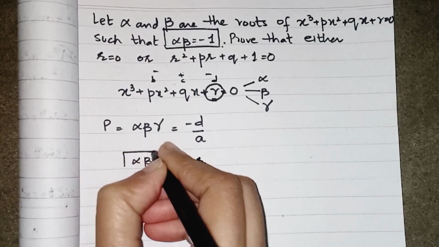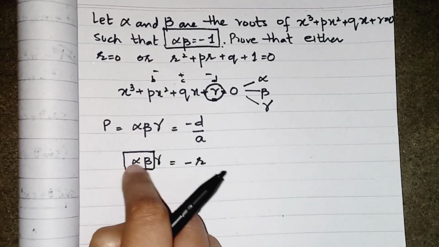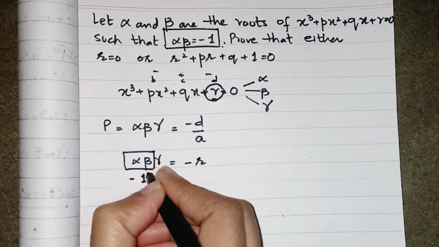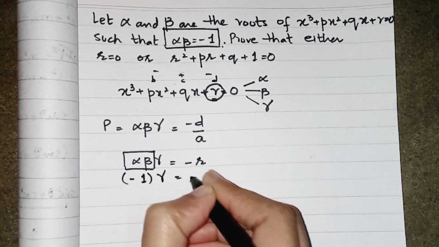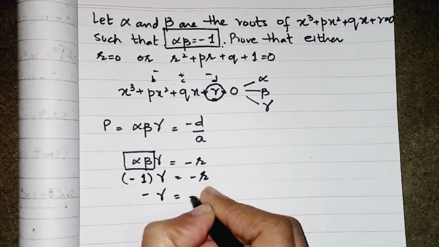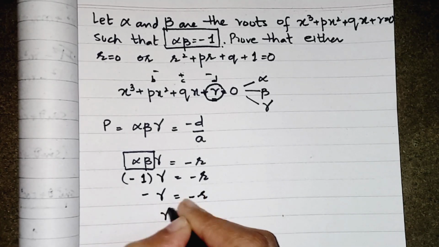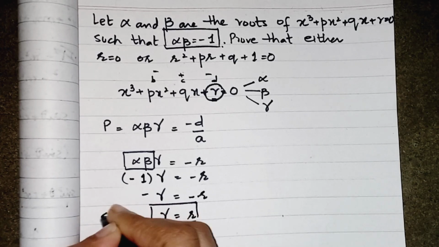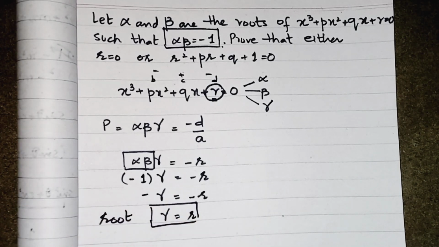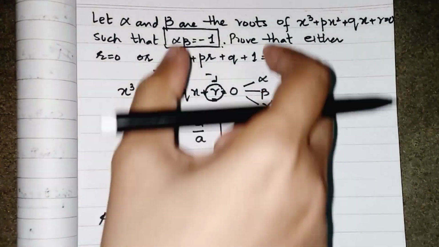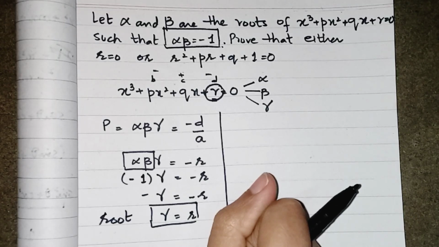As we know from the information in the question, alpha into beta is equal to minus 1, so minus 1 multiplied by gamma gives minus r. Minus gamma equals minus r, and gamma is equal to r. Now we know the root. Whenever we know a root, what do we have to do? Roots always satisfy the equation.